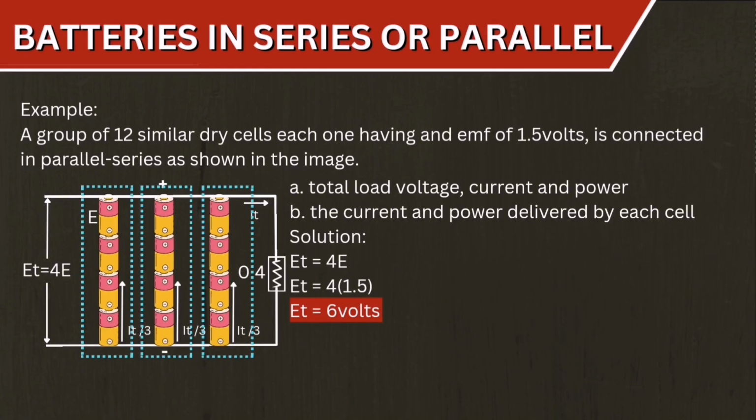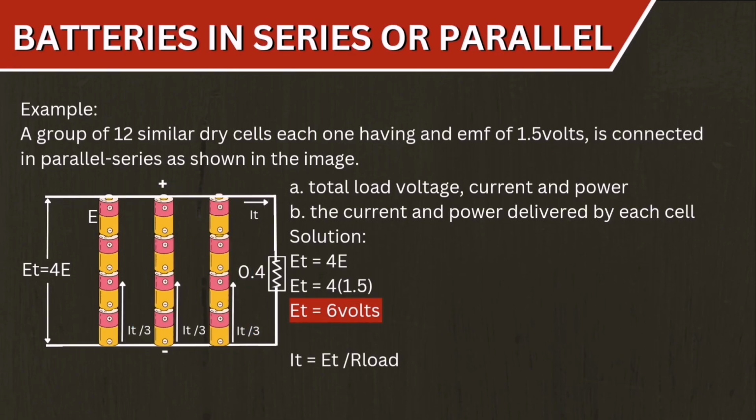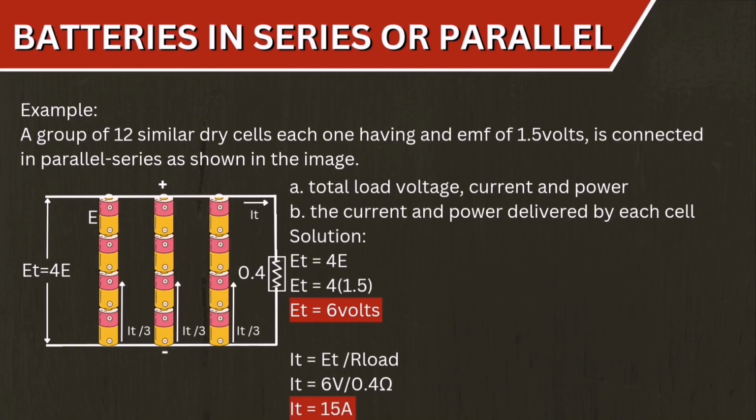Next, guys, is the total current flowing in the load. So the solution is I sub T is equal to E sub T divided by load resistance R, where E sub T is equal to 6 volts, and R load is equal to 0.4 ohms. So I total is equal to 6 volts divided by 0.4, which results in 15 amperes. And then for the total power delivered to the load, P sub T is equal to E sub T times I sub T, where E sub T is 6 volts and I sub T is 15 amperes, so P sub T is equal to 6 volts times 15 amperes, which results in 90 watts.